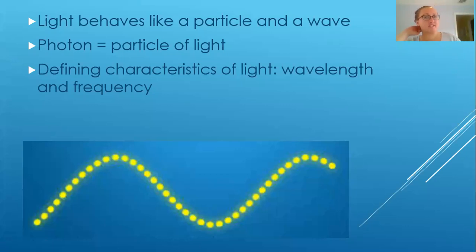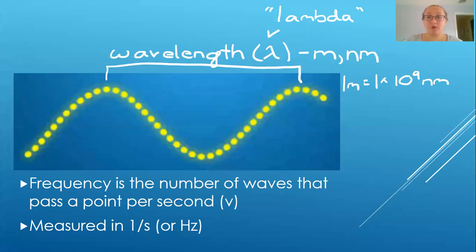Some of this should be familiar from physics, but light behaves like a particle and a wave. We call particles of light a photon, and generally speaking, we describe light using the characteristics of wavelength and frequency. Wavelength is the measure of the wave from crest to crest. Its variable is this little upside down y, which is the Greek letter lambda. It is measured in meters or nanometers. You should be able to convert between these two using the knowledge that 1 meter is equal to 1 times 10 to the 9th nanometers. So nanometers are really small.